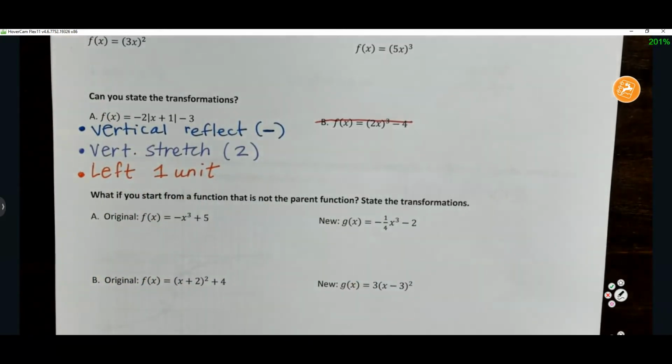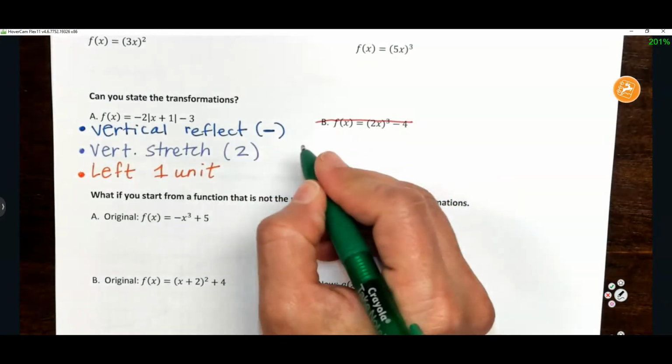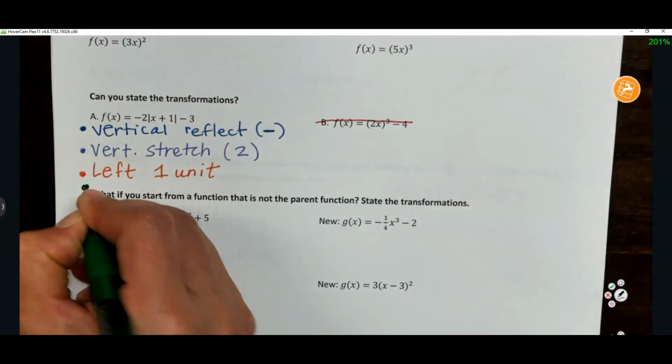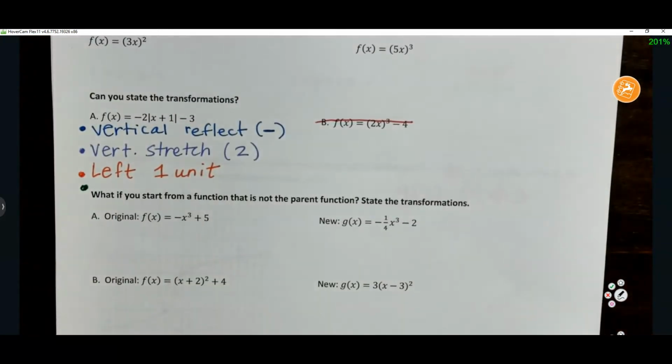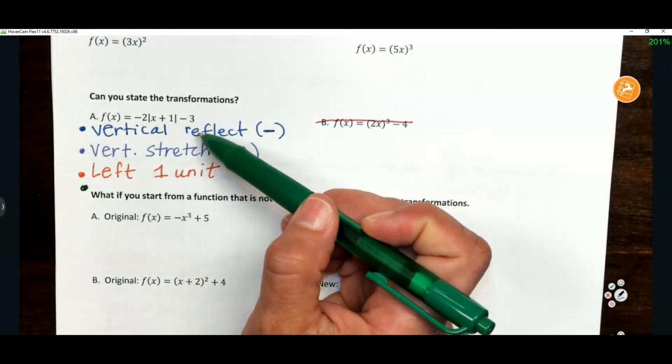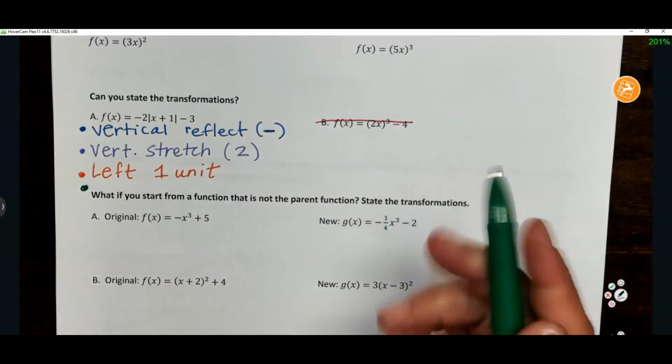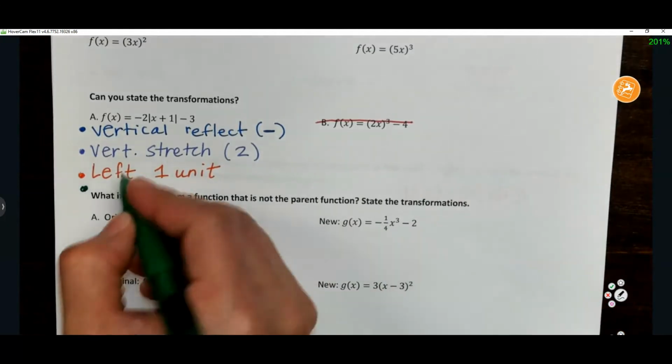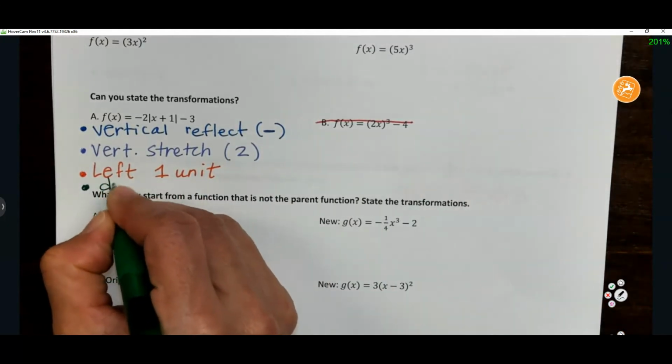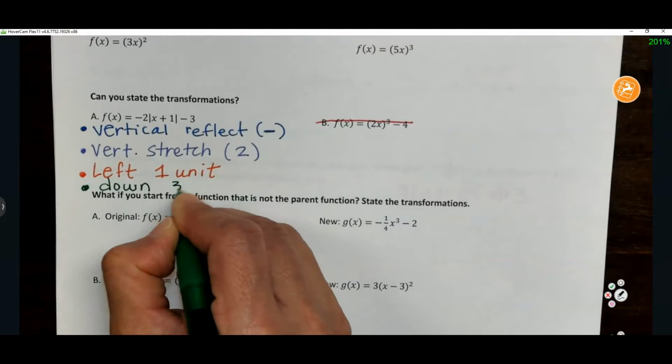And then, last but not least, we got to talk about that -3. So for that -3, Michael, would the graph shift up or down? Yes. So let's write down 3 units.